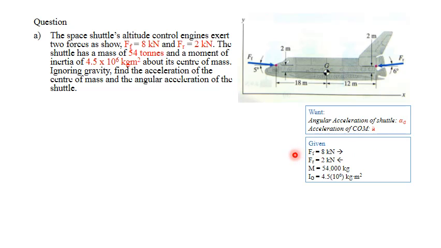We've been given the forces Ff and Fr. As you can see, I've denoted the direction they're in. We've been given the mass of 54 tons. I've converted that to kilograms to keep things in SI units. And we've also been given I bar or IG, the moment of inertia about the center of mass. Alright, so let's start the question.